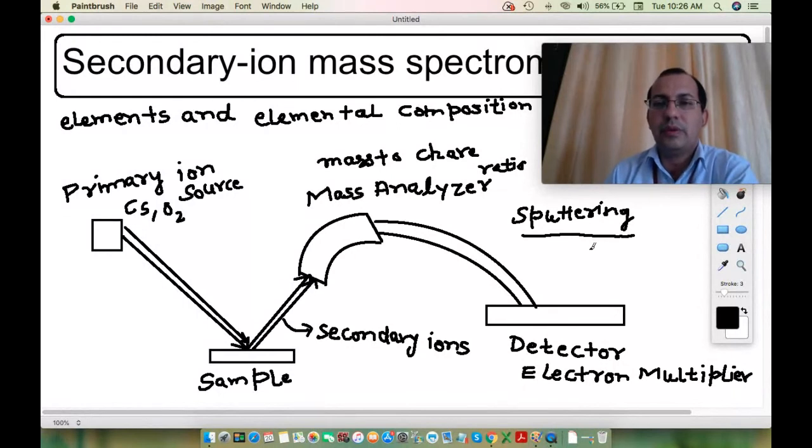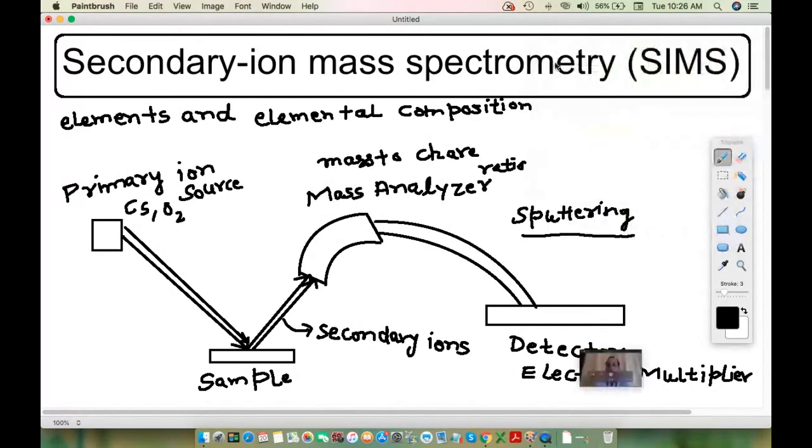Sputtering is like this: if you have mud and you throw a stone into the mud, some mud particles will be scattered in all directions. The same is the process in the case of sputtering. The material comes from the surface.